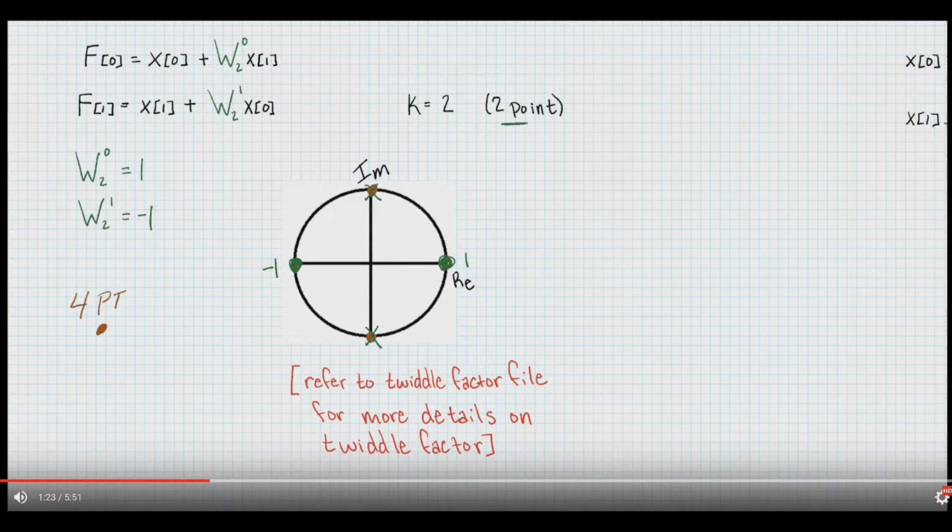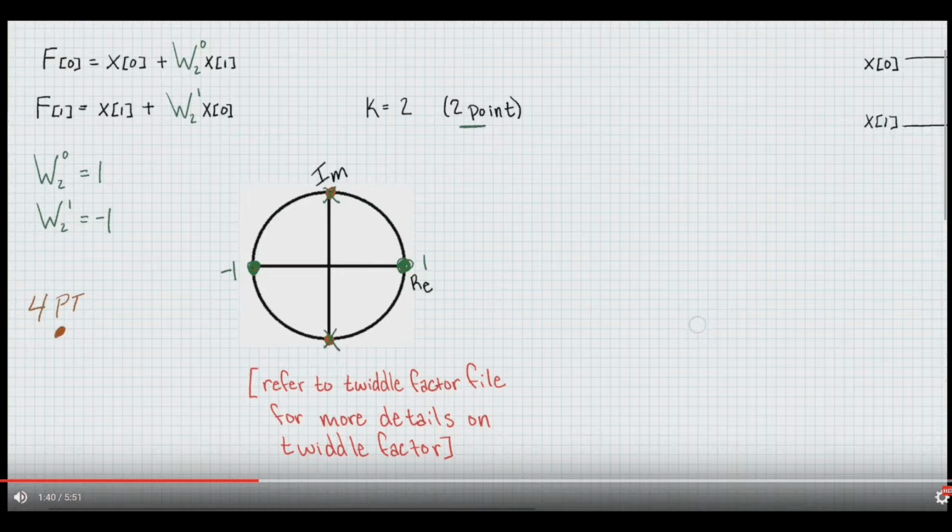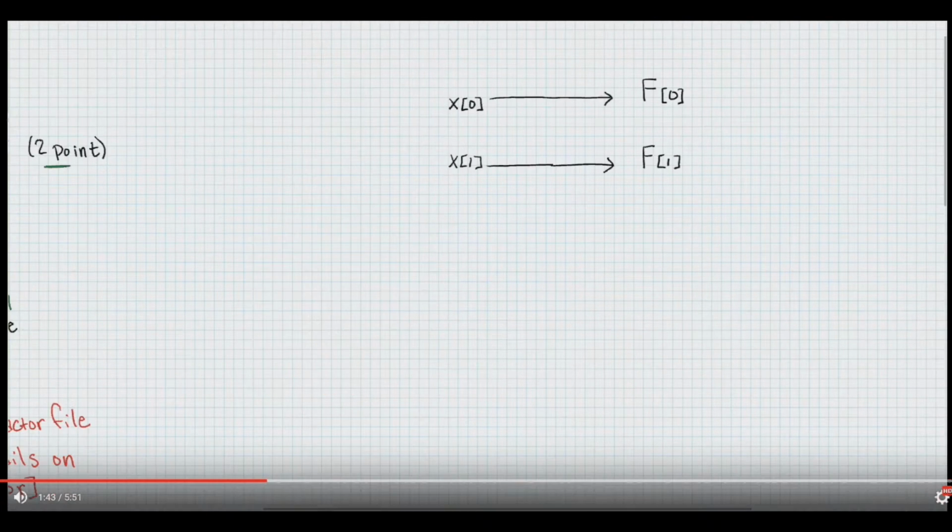So in our twiddle factors, W0 of 2 and W1 of 2 will be equal to 1 and -1, as I marked down over here on the side in green. And for some more information on different twiddle factors, we have a video you can look into. But let's move on over here, and I'll show you how to go from our equations over to a flow graph.